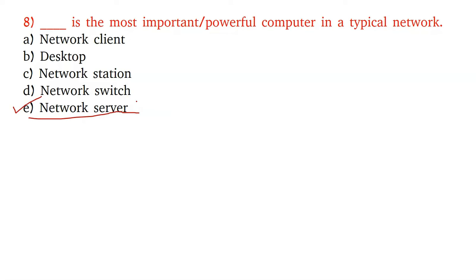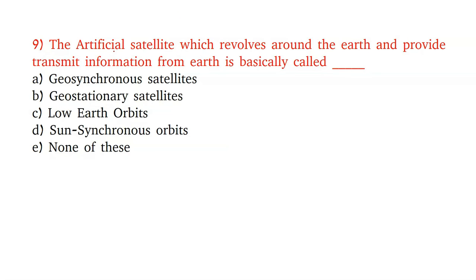बढ़ते हैं 9th क्वेश्चन की ओर. The artificial satellite which revolves around the Earth and transmit information from Earth is basically called A. Geosynchronous satellite, B. Geostationary satellites, C. Low Earth orbits, D. Sun synchronous orbits, E. None of these. सही आंसर बनेगा B. Geostationary satellites.